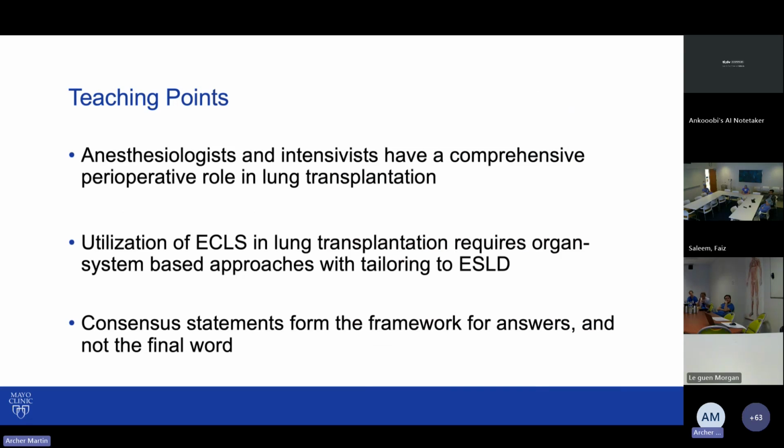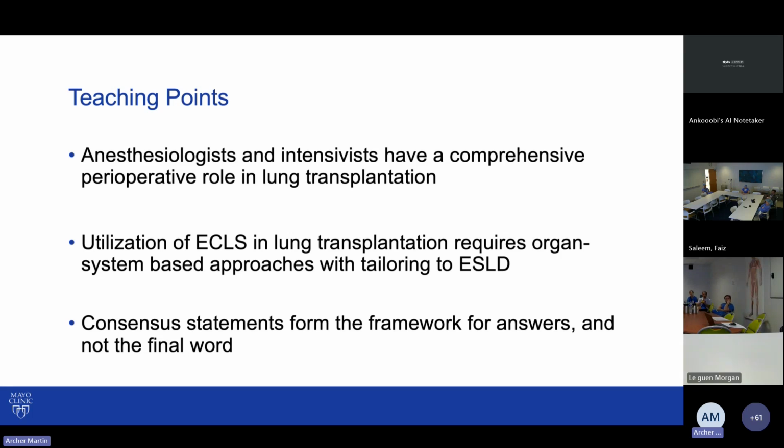So coming back to our teaching points, our role in our professional community as anesthesiologists and intensivists is comprehensive. It's not just the OR, it's not just the post-operative setting, it's the entire perioperative setting. It's important that we have built relationships with teams where we can have these discussions and engagements and we have a seat at the table. When we use ECLS in lung transplant, it requires very complex management, but we need to break it down to an organ system based approach so we can easily communicate and train others. And we need to tailor it to the end-stage lung disease of the recipient coming in.